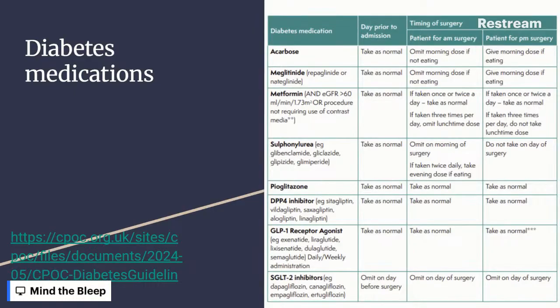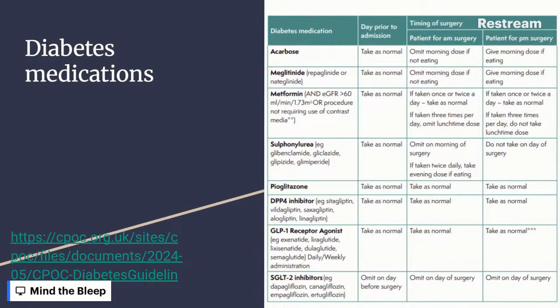there are different guidelines for different medications. So, for example, for your GLP-1 agonist, you've got no problems there. You can just continue taking them as normal, along with your gliptins, so your DPP-4 inhibitors, your pioglitazone, and so on and so forth.